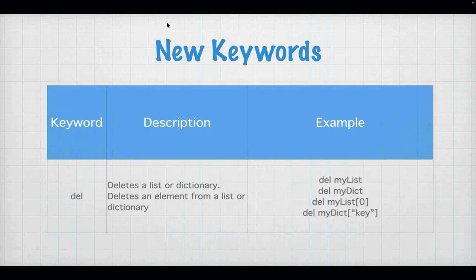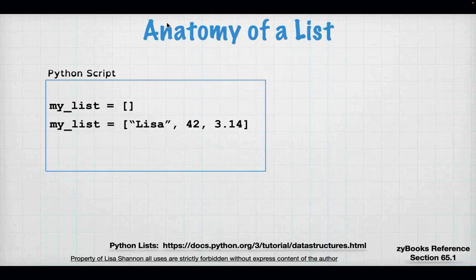So we have a new keyword, kind of. It's del, which means delete, and you can delete a whole list or a whole dictionary, or you can delete an element from a list or an element from a dictionary. And there are just a couple of very quick examples on the right-hand side to show that.